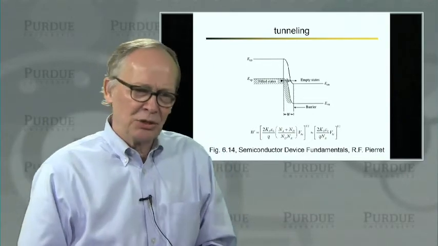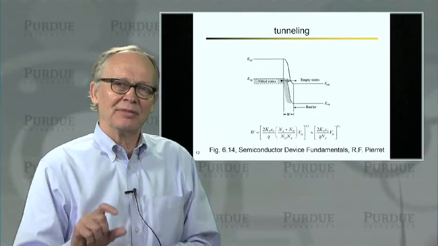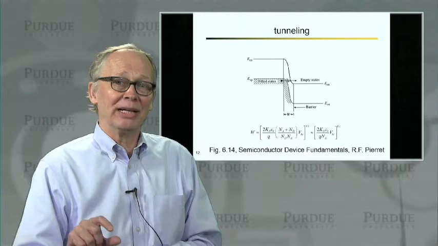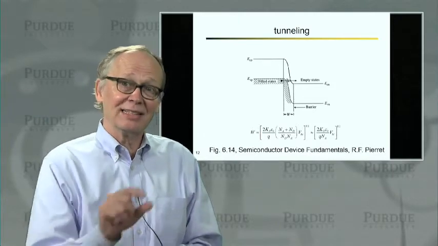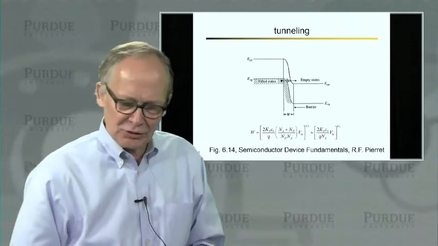In practice, when you purchase a Zener diode, you're really just purchasing a diode with a very precisely controlled breakdown voltage. It may or may not be breaking down due to this particular process. It might be breaking down due to the avalanche process, but people kind of use that term loosely.